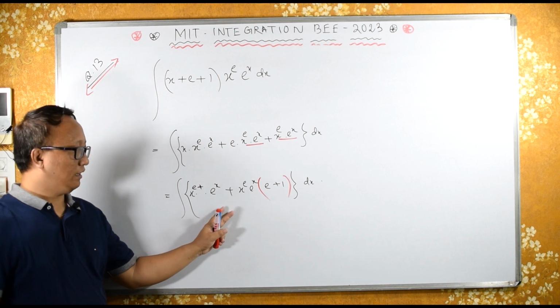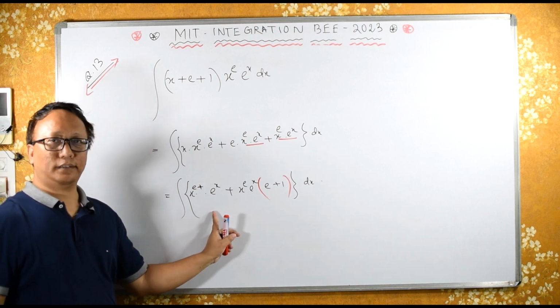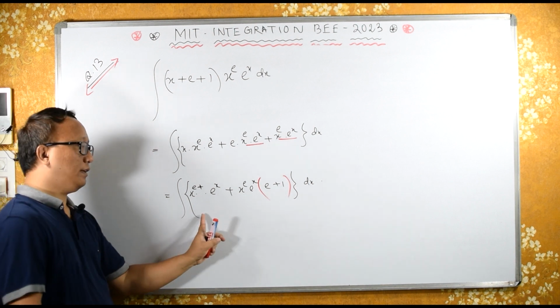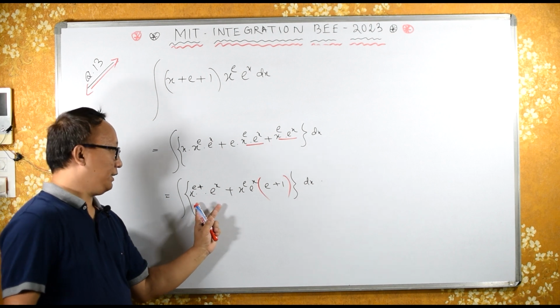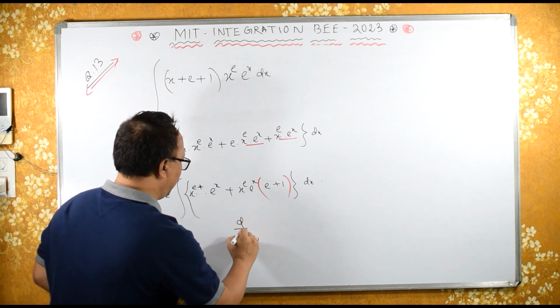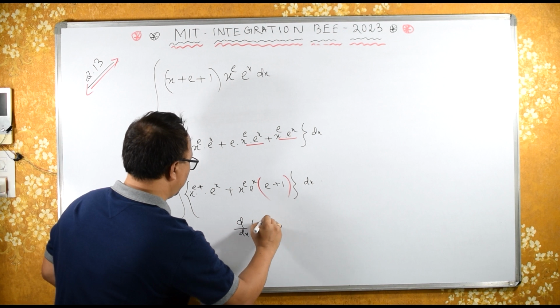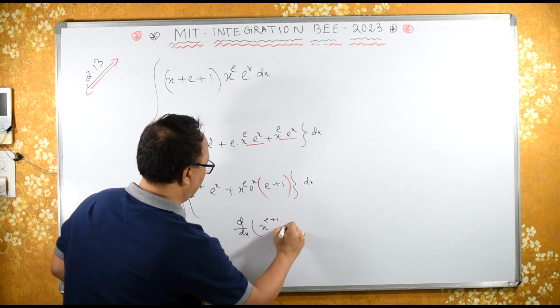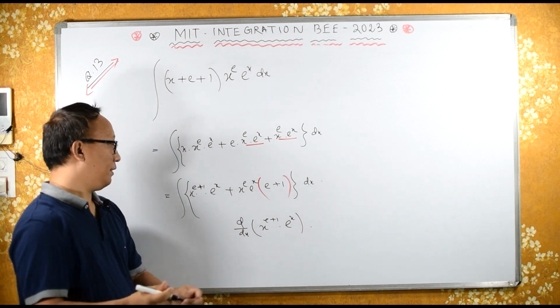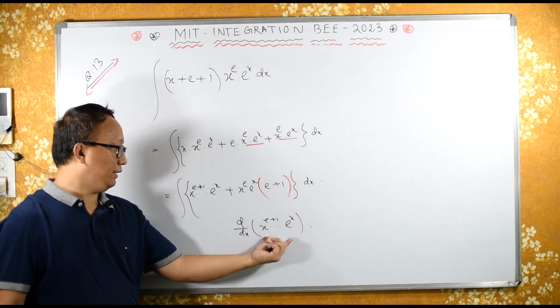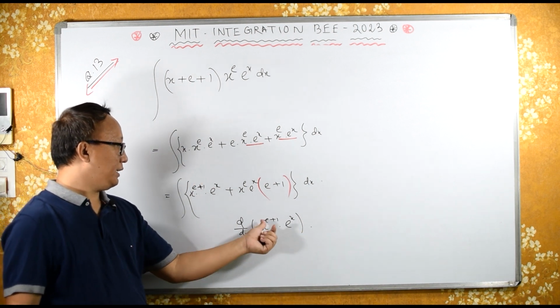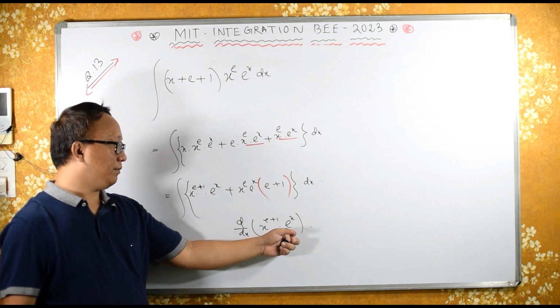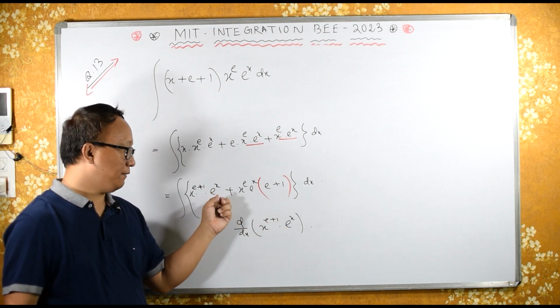Look at this. This is what? Differentiation of this. Look at dy. What is dy? Dx of x raised to e plus 1 into e raised to x. Now apply the product rule u into v. Keep x raised to e plus 1 as it is. Differentiation of e raised to x is what? E raised to x.